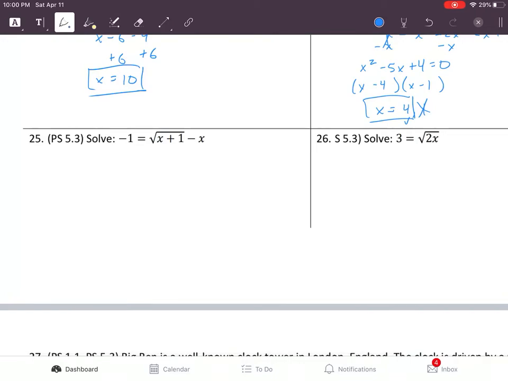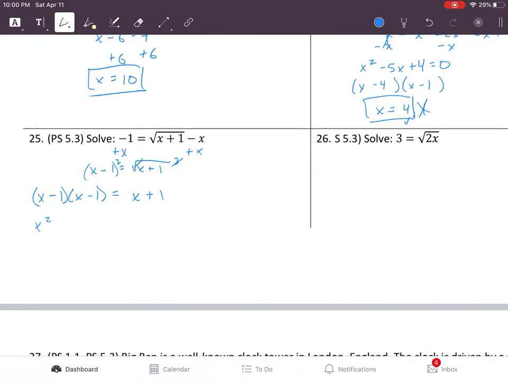All right. Next, to get the square root sign by itself, we're going to add x to the other side. So we have x minus 1 equals the square root of x plus 1. Now that the square root sign is isolated and by itself, we're going to square both sides. All right, just like with the last problem, we have to do x minus 1 times x minus 1. These two terms will go away, so we're left with x plus 1.